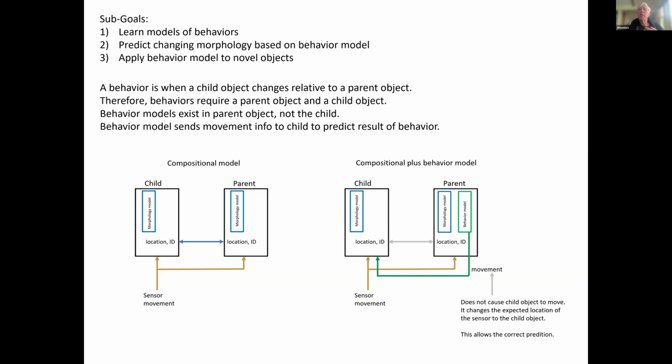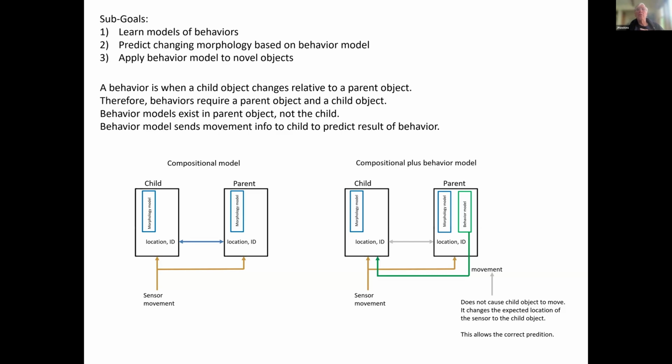On the right, I show the same model, but now we've added a behavioral model. The behavioral model is shown in green on the parent. And Vivian, we've talked about what that looks like. I'm not going to show what it looks like here. Just say it's a model of behavior. And in this case, the behavioral model also sends a movement command to the child. We can't tie the behavior, you'll see why in a moment.